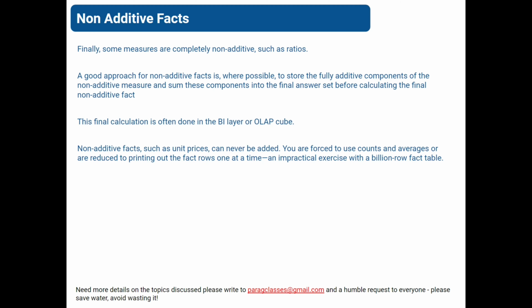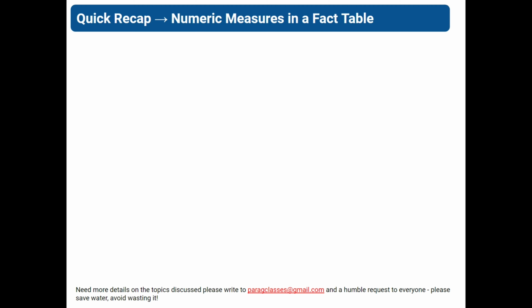So non-additive facts such as unit price can never be added. You are forced to use counts and averages. I hope you have understood about the non-additive facts as well, such as ratios and unit prices, temperatures. These cannot be added. Just a quick recap on whatever we have learned so far about numeric measures in the fact table. We understood in this video that there are three types of facts: fully additive, semi-additive, and non-additive facts.